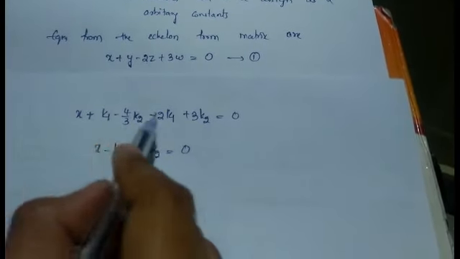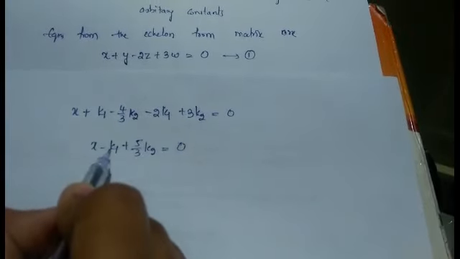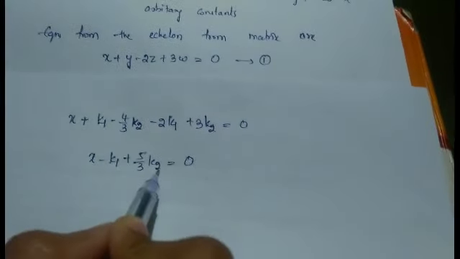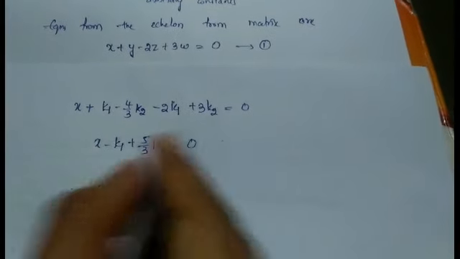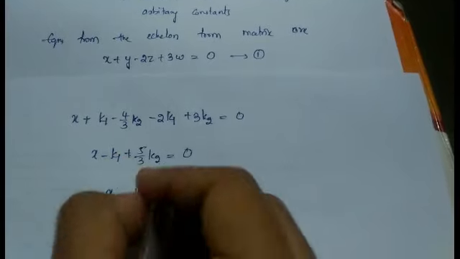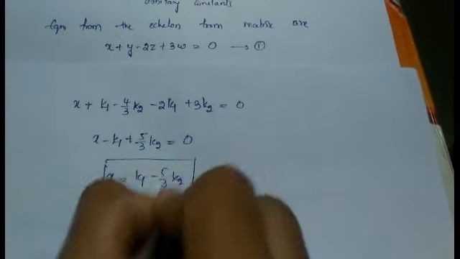So from this, k1 minus 2k1 we get minus k1, and minus 4 by 3 k2 plus 3k2 we get 5 by 3 k2. Now x is equal to, sending these two terms to the right hand side, minus k1 becomes k1 and plus 5 by 3 k2 becomes minus 5 by 3 k2. So this is the value of x.